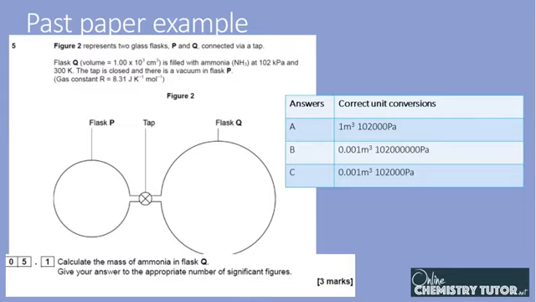So let's check this one then. We've been given the volume in centimetres cubed. 1 times 10 to the power 3 will be 1,000. We have to divide that by a million. So 1,000 divided by a million would be 0.001. So that narrows us down to B or C. Pressure is in kilopascals. That has to be multiplied by 1,000. So that will give us a value of 102,000 pascals. So the correct conversion is C.